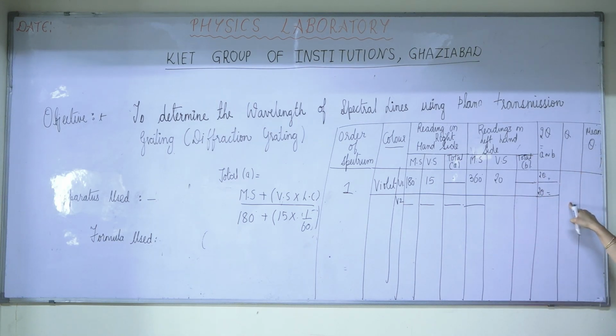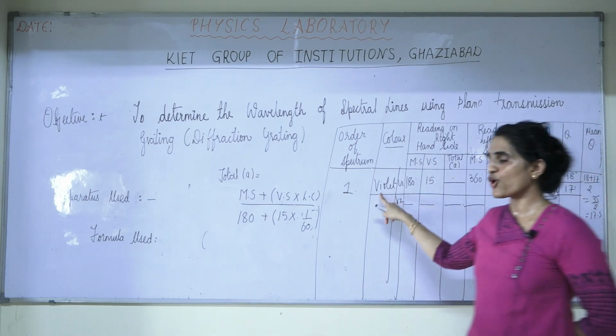Then I will calculate theta. I can easily get the value of theta from whatever value I am getting over here. For example, I am getting 36 here and 34 here. So my theta will be 36 divided by 2, that is 18, and 34 divided by 2, that is 17 degree. So mean theta is 18 degree plus 17 degree divided by 2, that is 35 divided by 2, that is 17.5 degree. This 17.5 degree is the value of theta for my violet color.